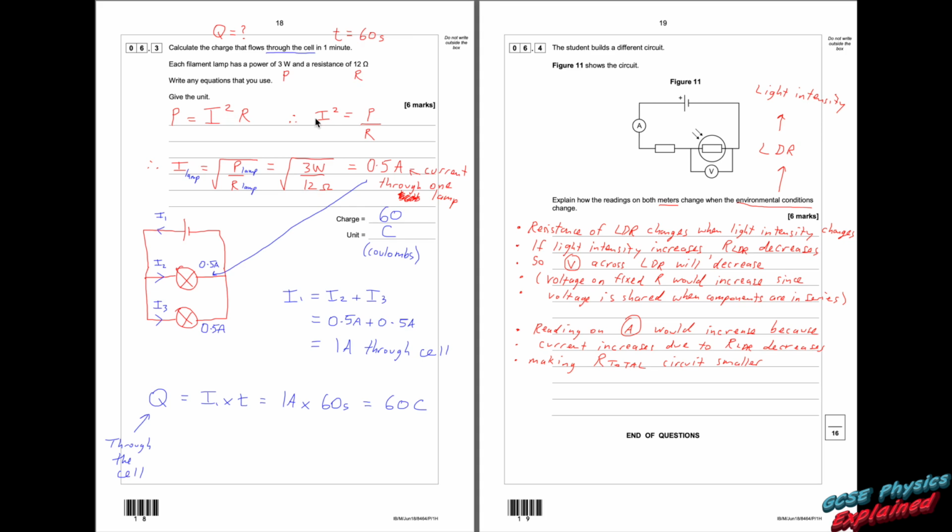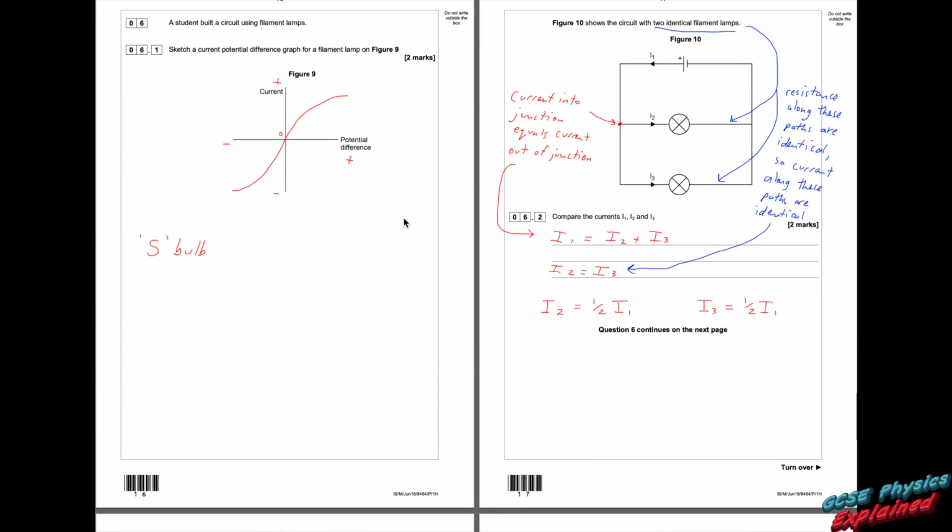Let's rearrange that to make I the target, but I don't want I squared, I want I. So let's square root both sides, and what we get is this. I equals the square root of the power divided by the resistance. Now, if we use the power of the lamp and the resistance of the lamp, we're going to get the current through a lamp, as shown here. So we'll end up working out I2.